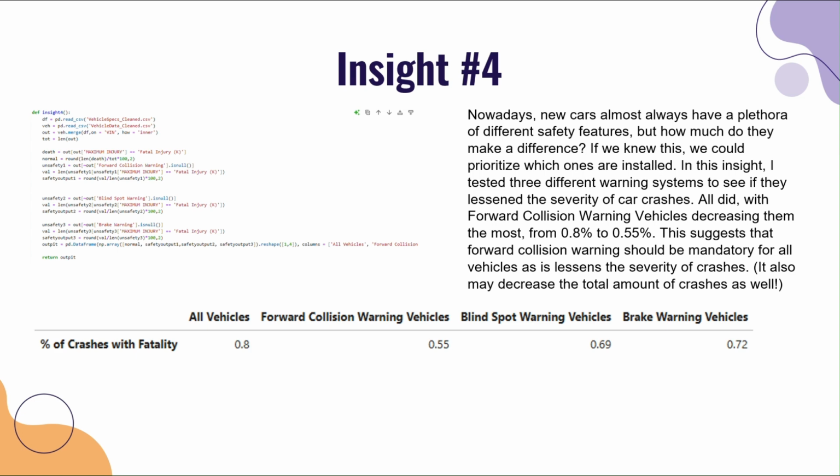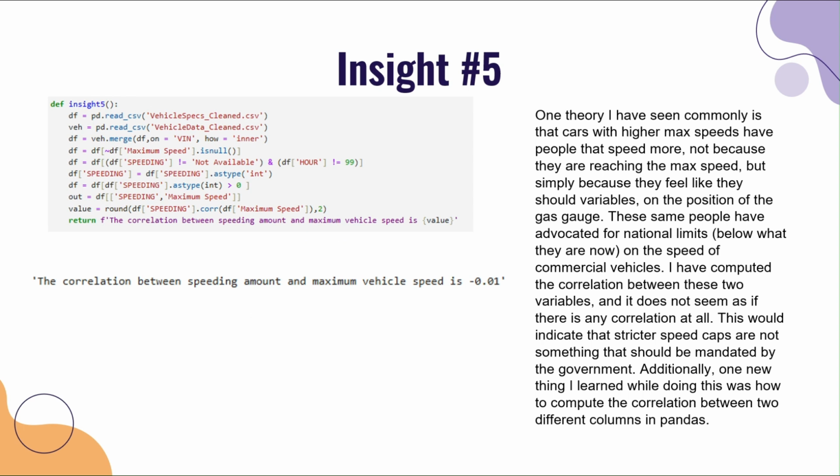And for my final insight, I tried to find the correlation between speeding amount, so the amount over the speed limit, and the maximum vehicle speed. Because I've seen this theory that cars with higher maximum speeds have people that speed more, not because they are reaching the maximum speed, but because they feel like they should. They feel like they should speed more because of the position of the gas gauge. They want to get closer to the middle of the lowest and the highest. And so a lot of people have theorized that.